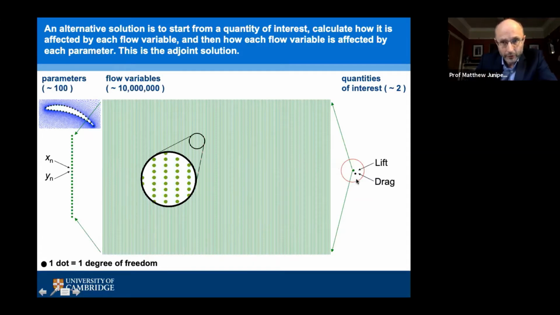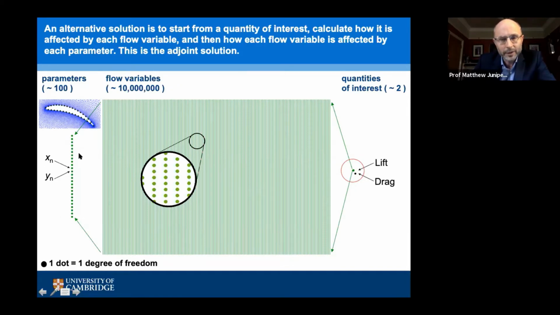And you do the same for the drag. And you'd say, let's see how the drag is affected by every flow variable and see how every flow variable is affected by the parameters. And then in just 2 calculations, you have the influence of all the parameters on the lift and the drag in just 2 calculations instead of having to do it for 100 parameters, 100 calculations.